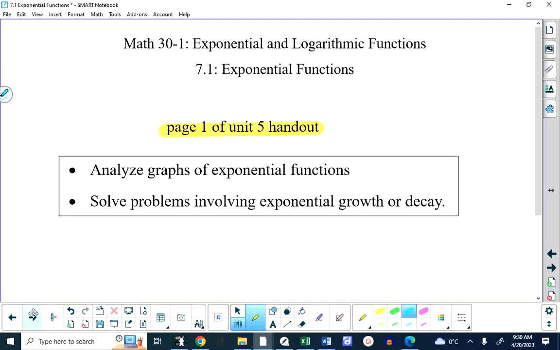Today we're going to be looking at graphs of very basic exponential functions and solving problems that involve exponential growth or decay. By a show of hands, how many of you had Physics 30 with me last semester? So one application of exponential growth or decay is half-life, radioactive half-life.